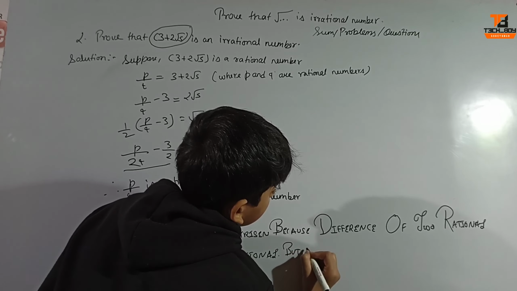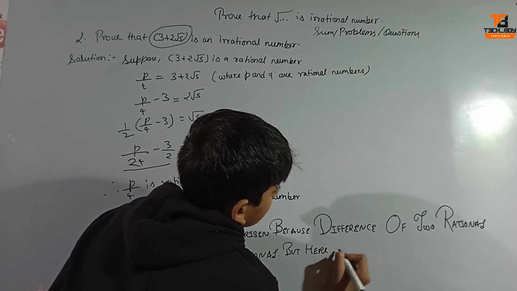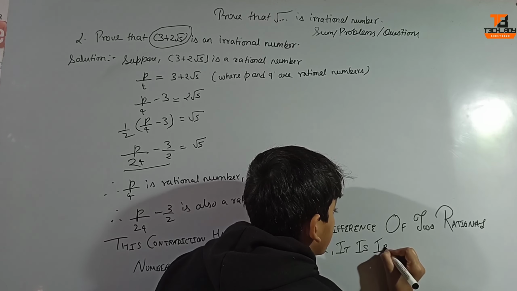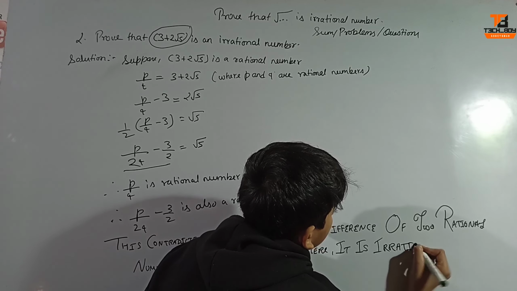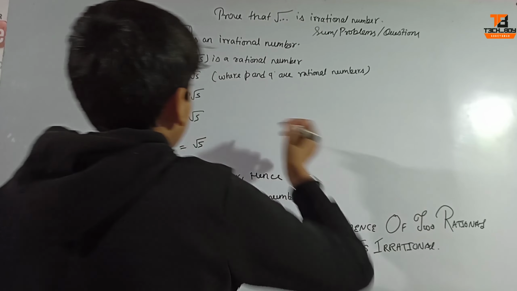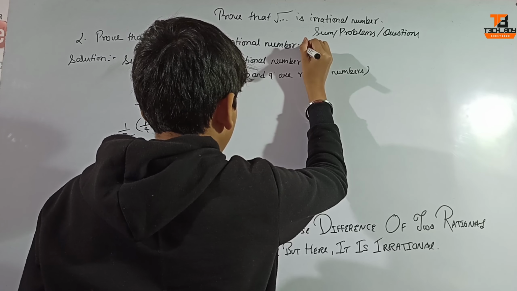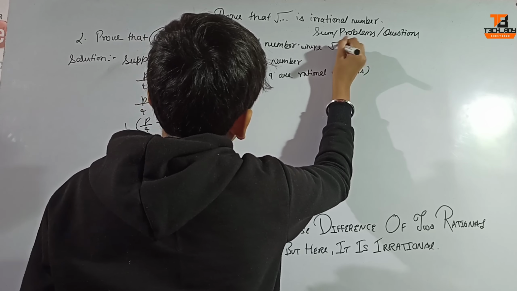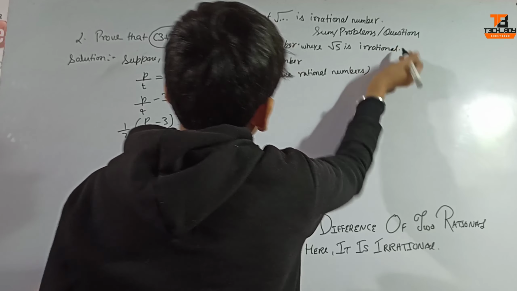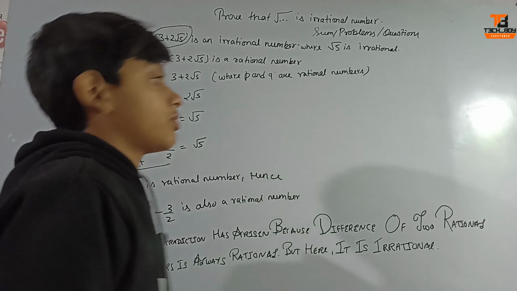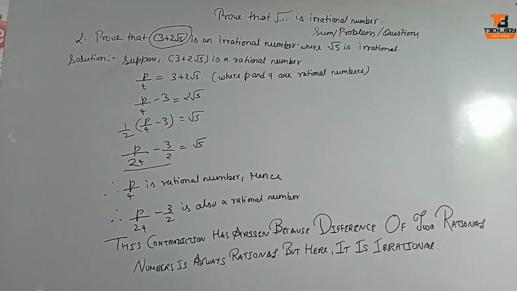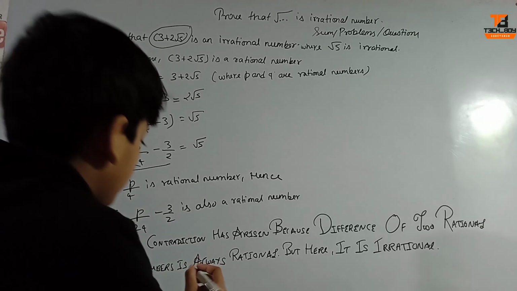But here it is irrational. In this question, it will be given that root 5 is irrational. If it is not given, then you have to prove that root 5 is irrational in this. Okay. Then the last step comes.